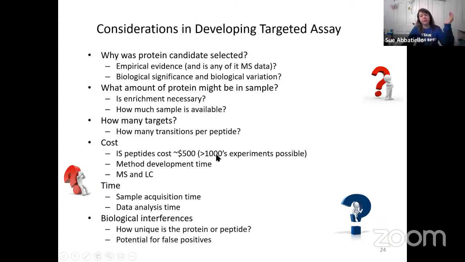So this is just a laundry list of considerations in developing a targeted assay. And I'm not going to go through it in total detail because I'm sure people will have better questions that we'll get to eventually. But the idea here is, why are you targeting a sample? Do you have empirical evidence based on Western blots, based on ELISAs, based on mass spectrometry? Or is it like a hypothesis like, oh, this would make biological sense? Any of those are valid.